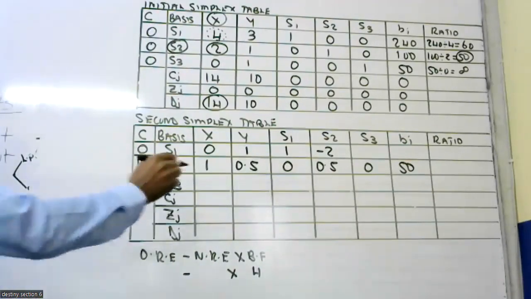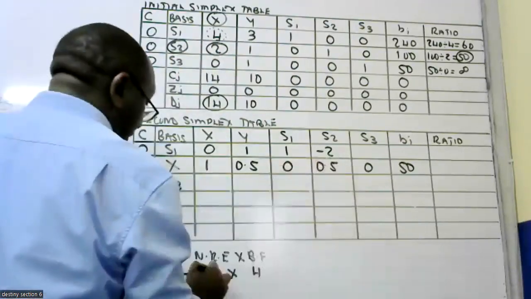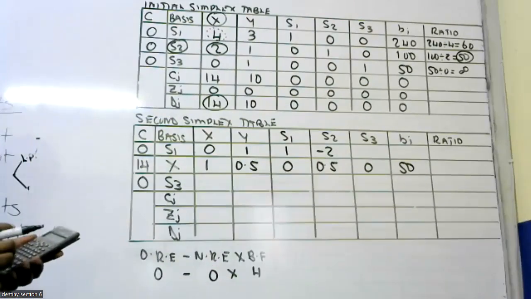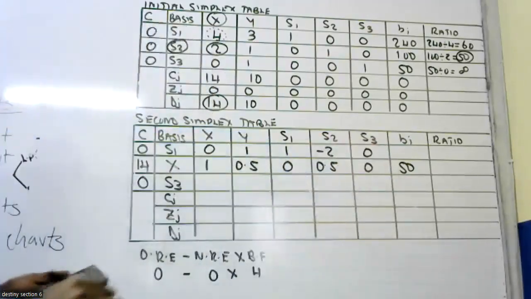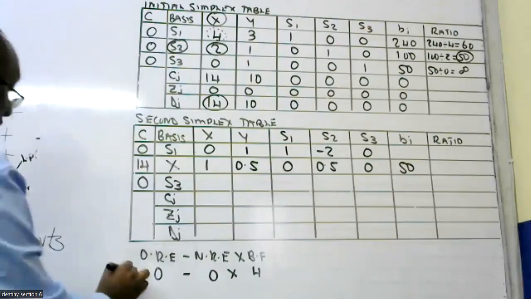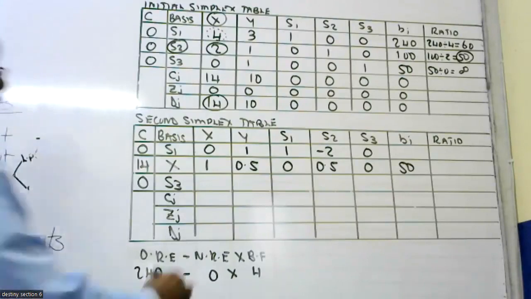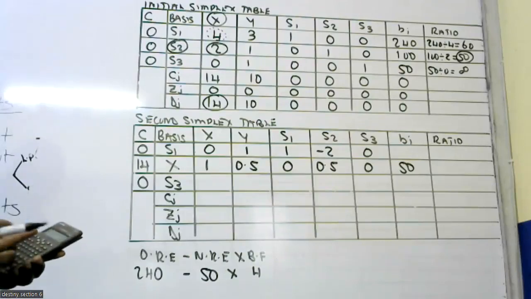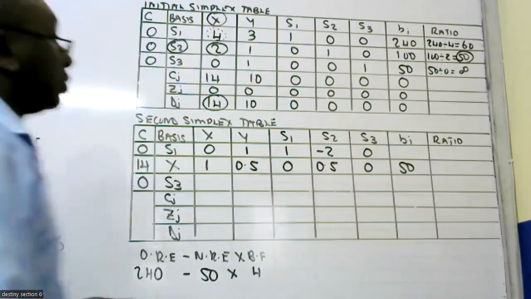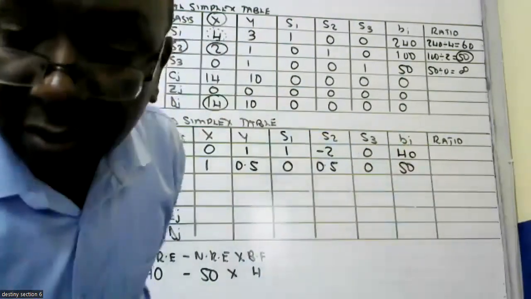Okay, let's go to the other one, S3. We have 0 in the old row. The new row we have 0. So it is 0 minus 0 times 4 is 0. And the last one is 240. The new row has 50. So 240 minus 50 times 4. So we get 40 here.